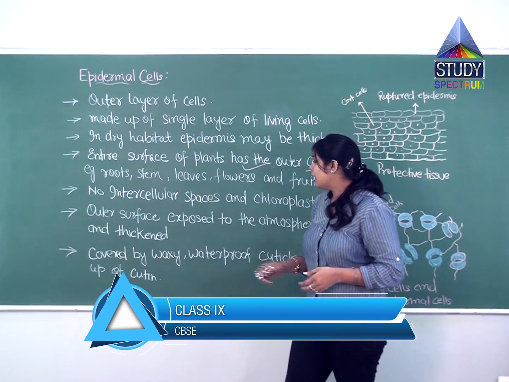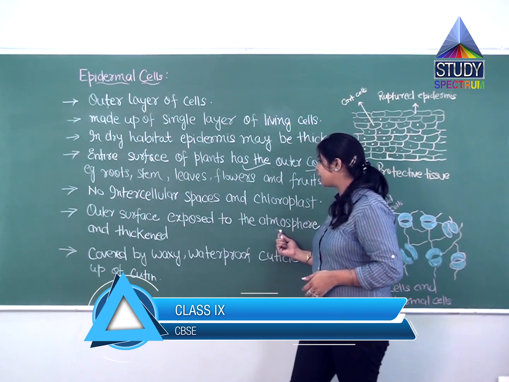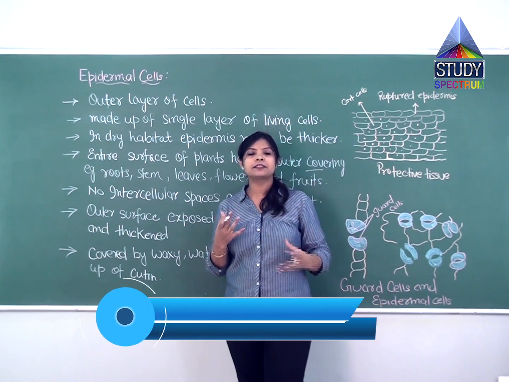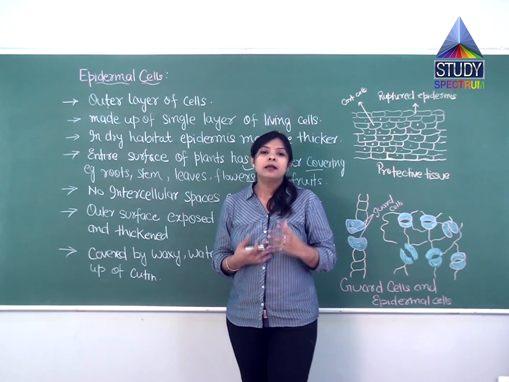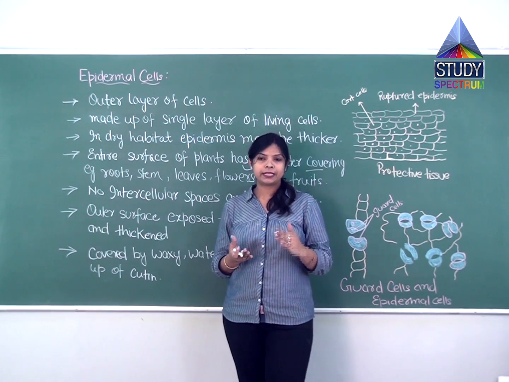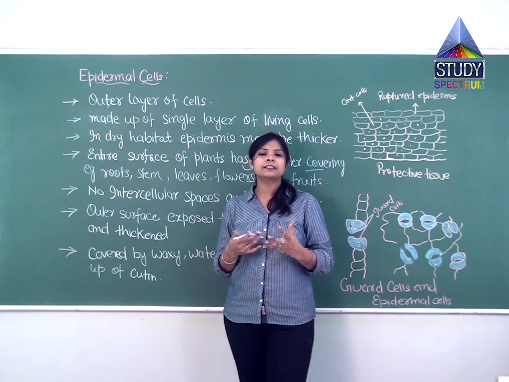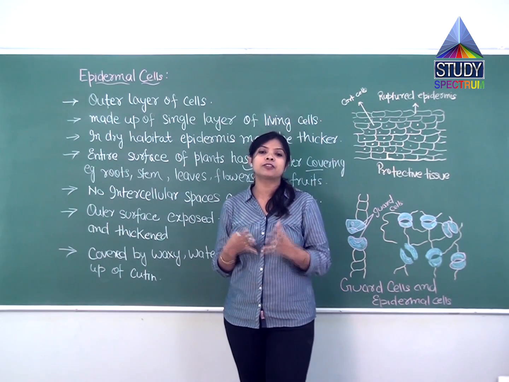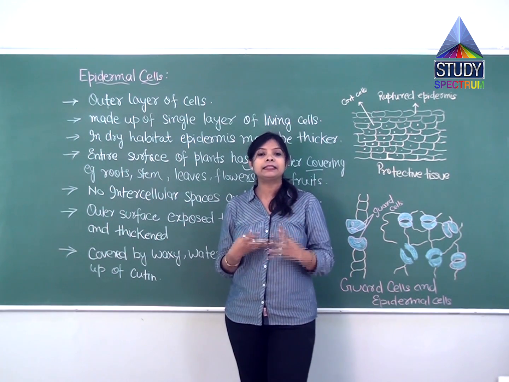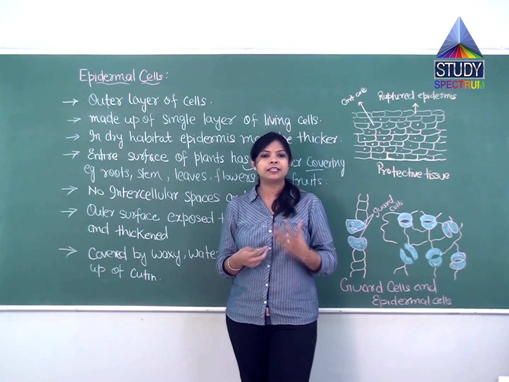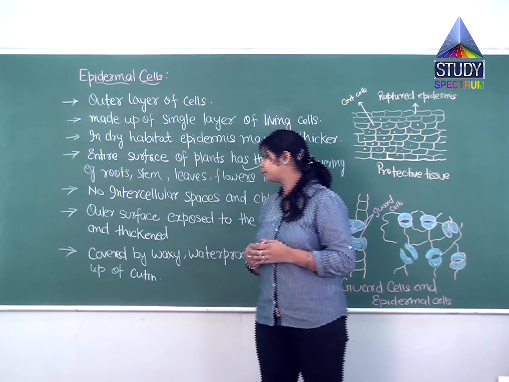And then again, the outer surface is exposed to the atmosphere and thickened. So why should it be thickened? Because as it is the first layer of the plant tissue, it has to be exposed to the atmosphere. So because of that, it will be a thicker structure. It will protect the plant from different kinds of diseases and other things.